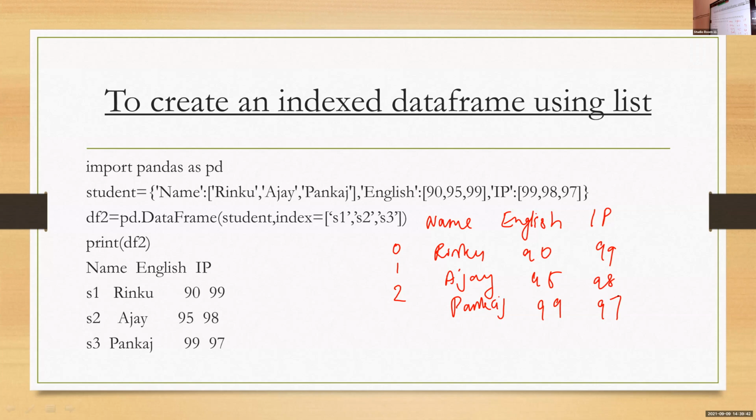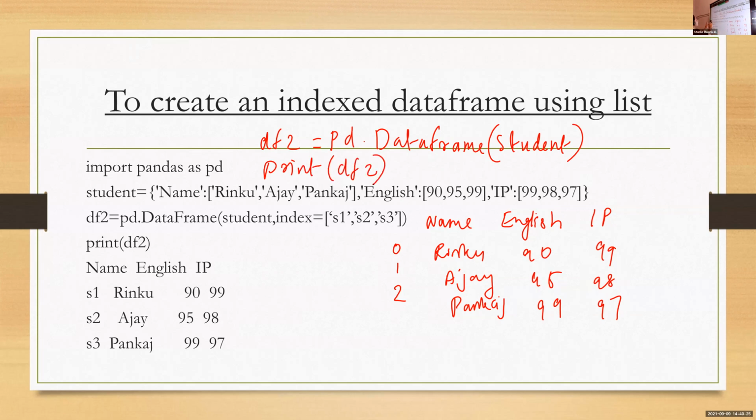Okay. So to create an index in a data frame, first I want to create a dictionary, that is the same dictionary I used in the previous question, that is student is equal to name, Ringu, Ajay, Pankaj and English, IP, just like that. After creating the dictionary, df2 is equal to pd.DataFrame within bracket student. After that, I'm printing df2. That is, I'm creating a data frame with student and after that, I'm printing that df2. Then the result is just like this.